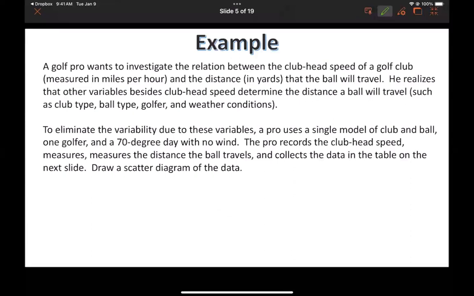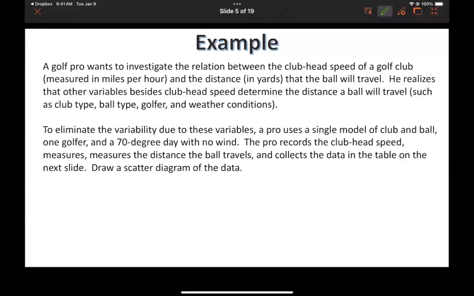Here's another example. A golf pro is going to investigate the relation between the club head speed of a golf club, measured in miles per hour, and the distance in yards. Once again, the explanatory variable is the speed of the golf club. The response variable is the distance in yards, because if the golf club doesn't move, the ball doesn't go anywhere. So the one that's driving the bus is how fast the golf club moves.